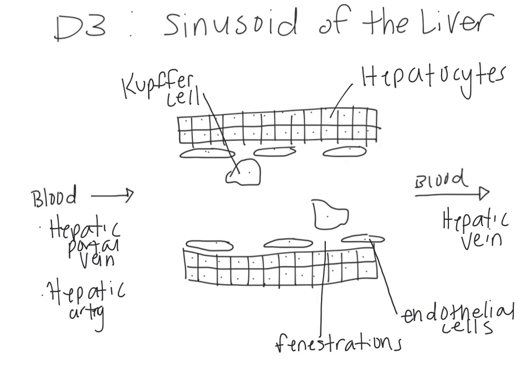Okay, and these Kupffer cells are going to be responsible for the breakdown of these old erythrocytes and for the breakdown of the hemoglobin that is inside of them. And that is the sinusoid of the liver.